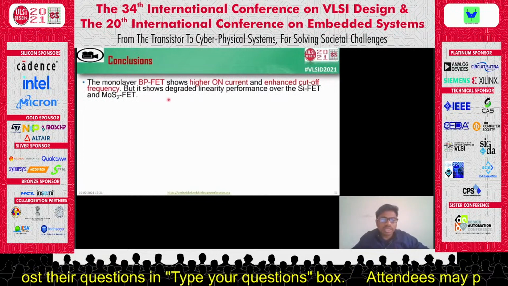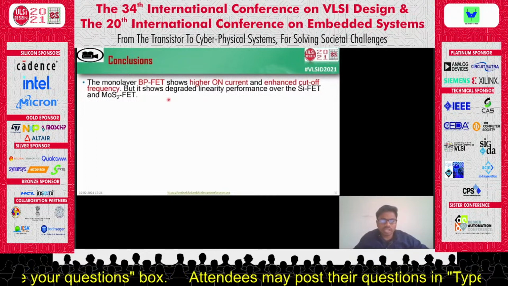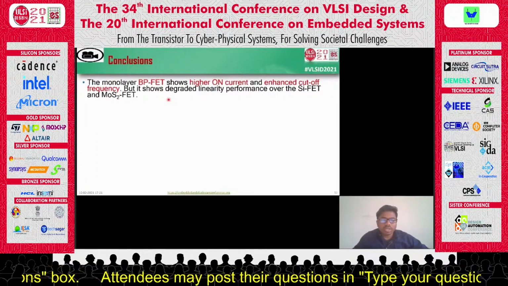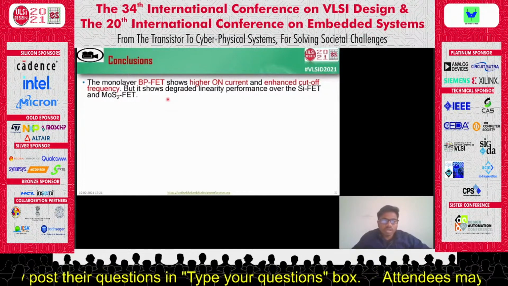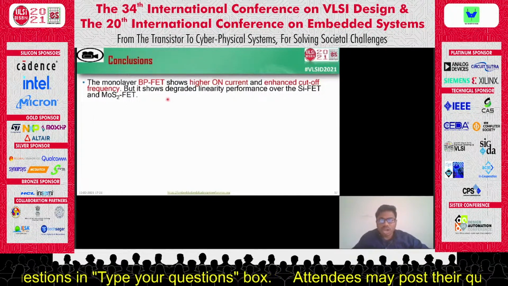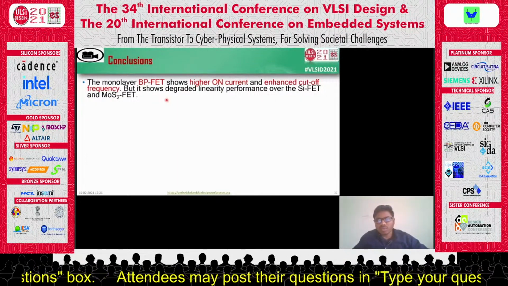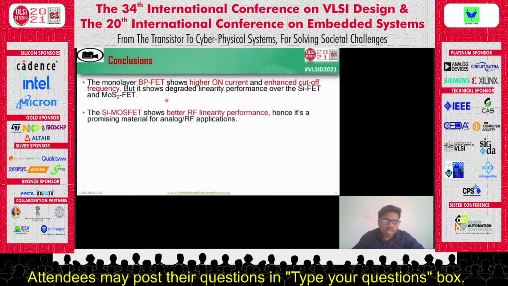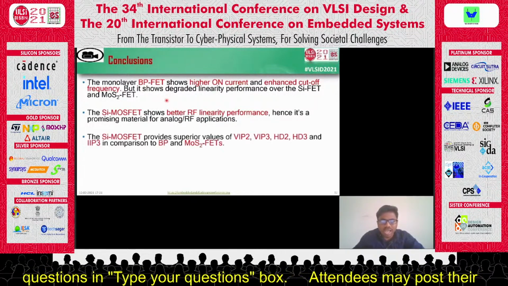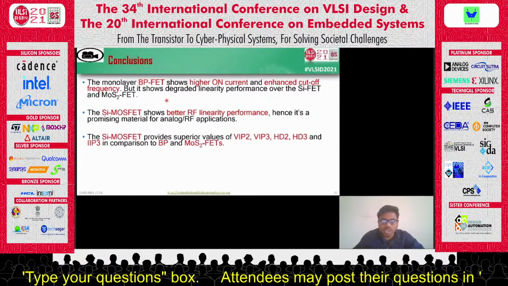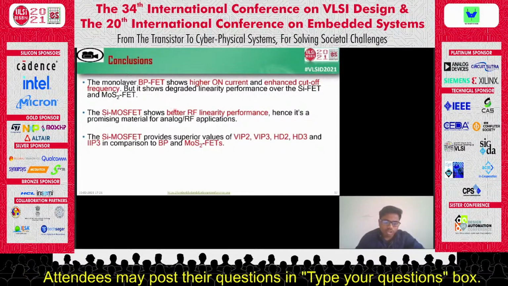We have systematically investigated the RF and linearity performance of BP FET, MoS2 FET, and silicon FET using quantum mechanical simulation for a gate length of 40 nanometers, and we have found that for a given power, the monolayer BP FET shows higher on current and enhanced cutoff frequency, but it shows degraded linearity performance over the Si FET and MoS2 FET. The Si FET shows better RF linearity performance because it has superior values of VIP2, VIP3, HD2, HD3 and IIP3 in comparison to BP and MoS2 FET.